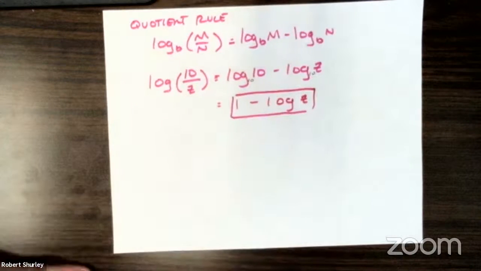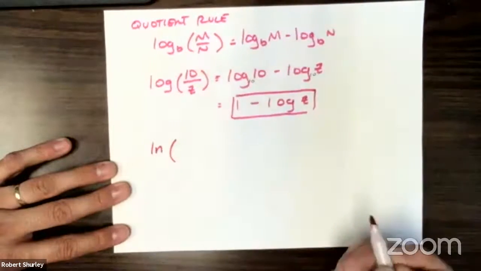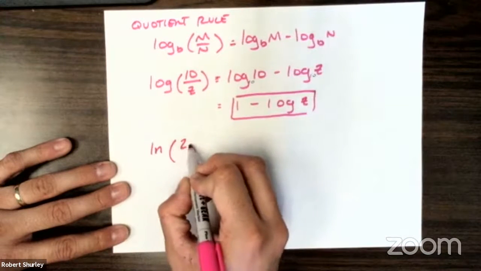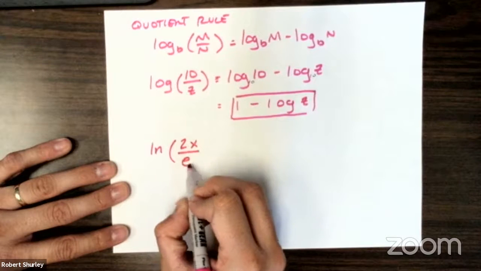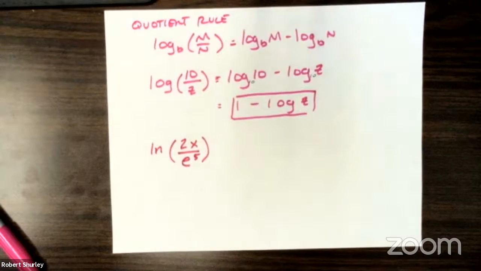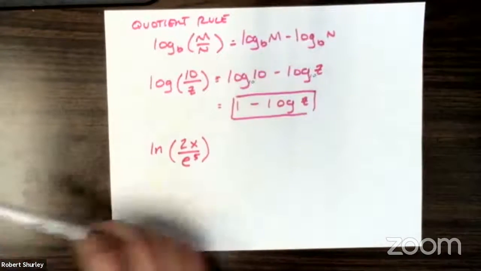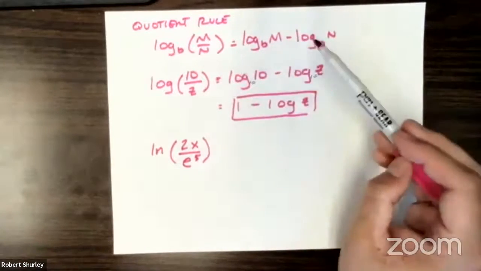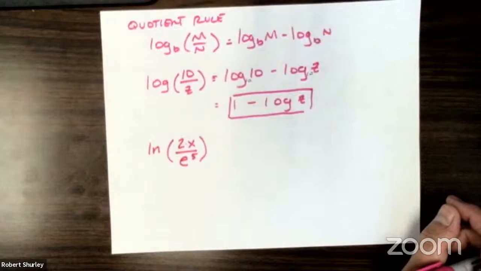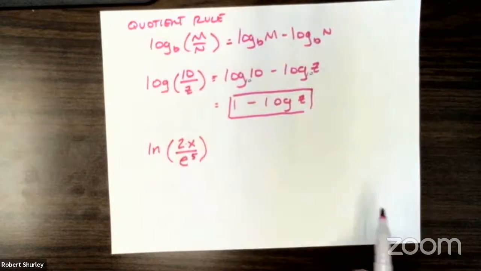Okay, I'm going to combine both of these now. We did log here. Let's do ln that we talked about last time. Let's say we got ln of 2x over e to the 5th power. Now look, we've got both going on. Notice we have division, so we're definitely going to subtract here. We also have multiplication in the numerator, the 2 times x. So we've got multiplication up top, and we have division.